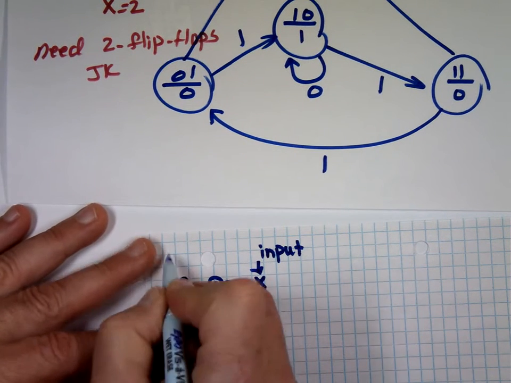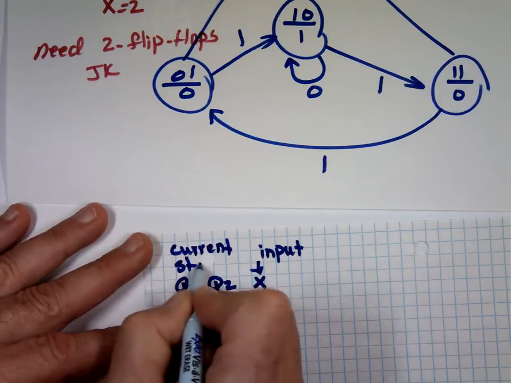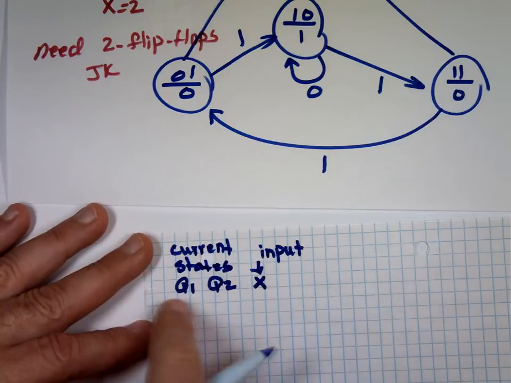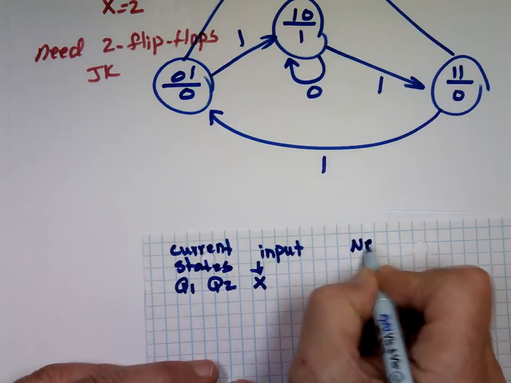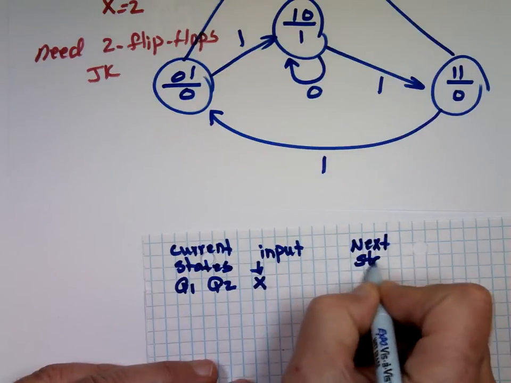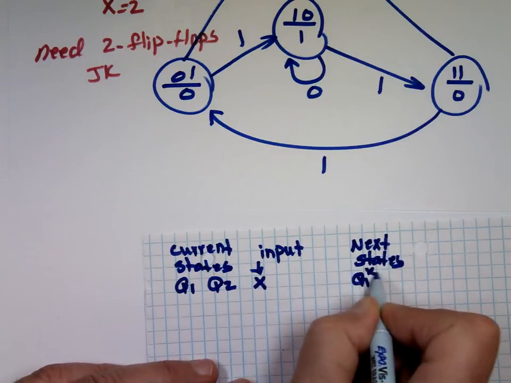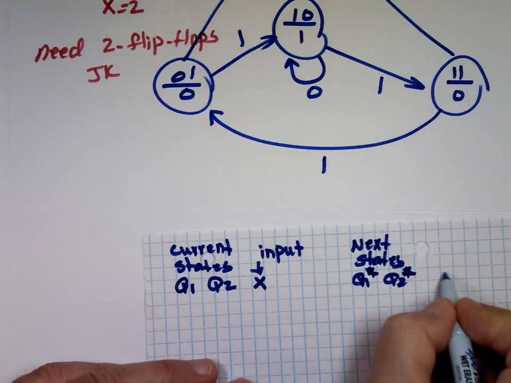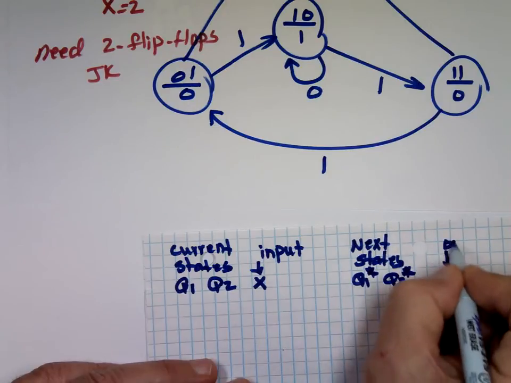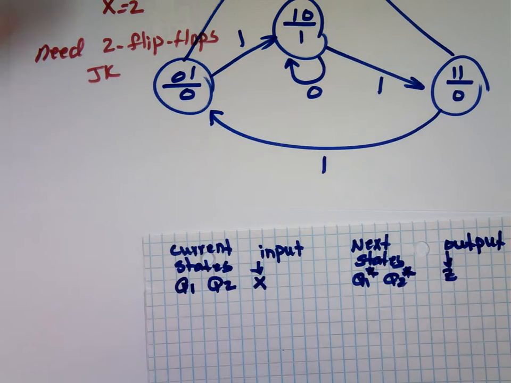This is the current states. Q1, Q2 are the current states. This is X, my input. My output is the next states. What is Q1 asterisk and Q2 asterisk? Also Z is my output. Is it 0 or 1? You can see that 0, 1, 0, these are the outputs.